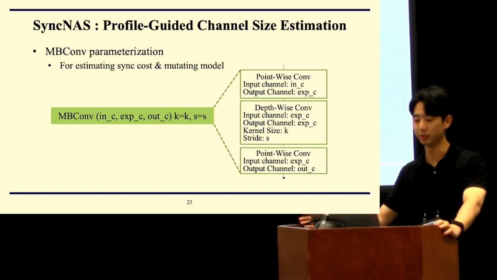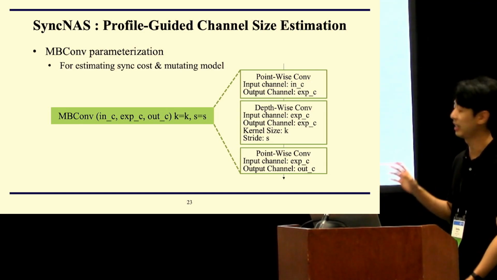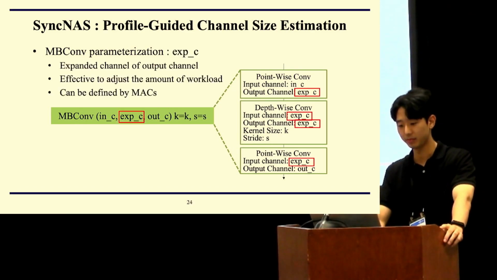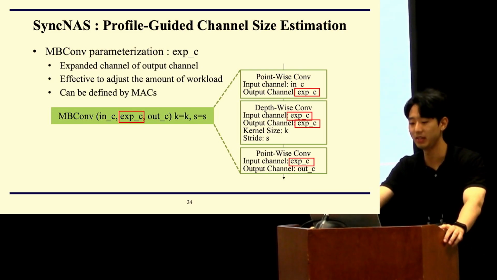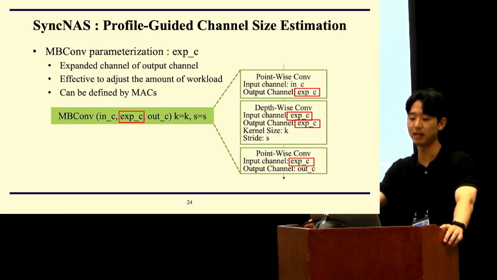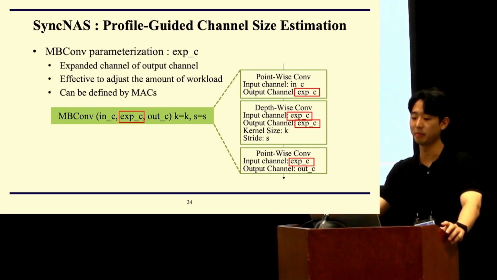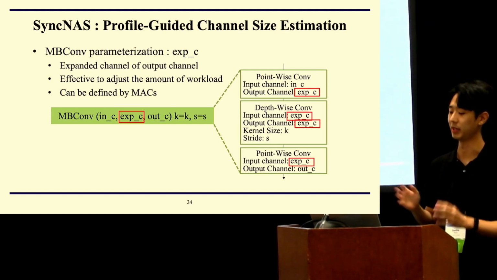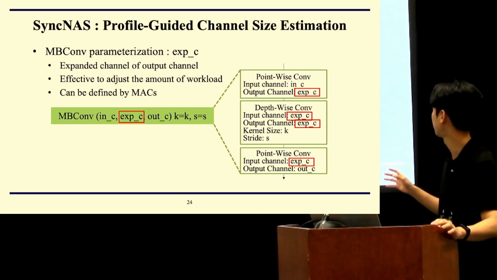In order to estimate the sync cost between models, we first take a look at the MBCon block parameters. The parameter we need to pay attention to is EXPC. The EXPC is the expanded channel size of the output channel, and it is an effective parameter to adjust the amount of workload, because the total multiply-accumulate count in MBCon is proportional to it.